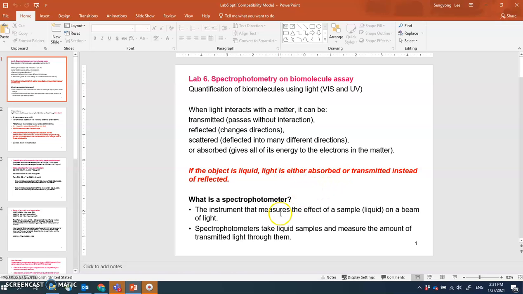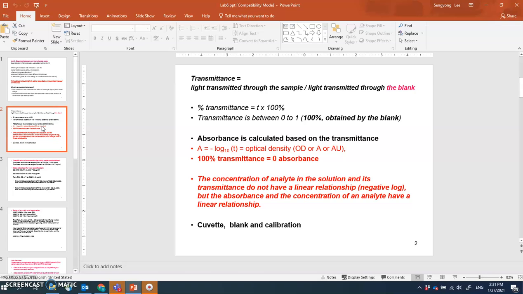Those are the two possibilities. So the spectrophotometer uses a beam of light, either UV light or visible light, and it's going to shine the light on the biomolecule that's fully dissolved in liquid, maybe water. It's going to measure the transmittance of the light that's coming through the other side. Transmittance is the light transmitted through the sample that has your biological molecules, divided by the light transmitted through the blank, which does not have the sample, it's just the solvent only. That difference will be the amount of light absorbed by your biological molecules.